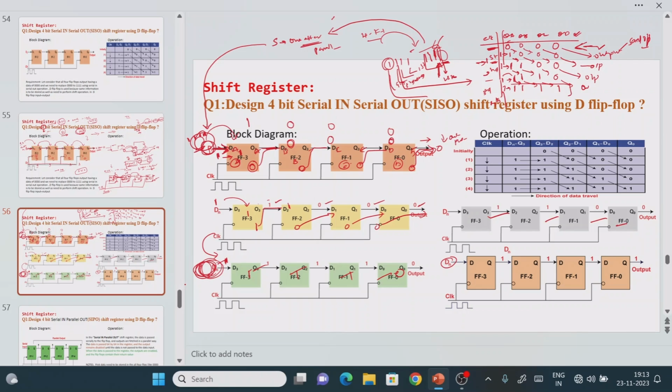Now what is the final data we have? 1111. So the final data stored in the flip-flops is 1111, right? It means that with serial, we cannot store all the values at a time. One at a time, we store one value after another. So for understanding, we will consider one more example so that you will understand easily.